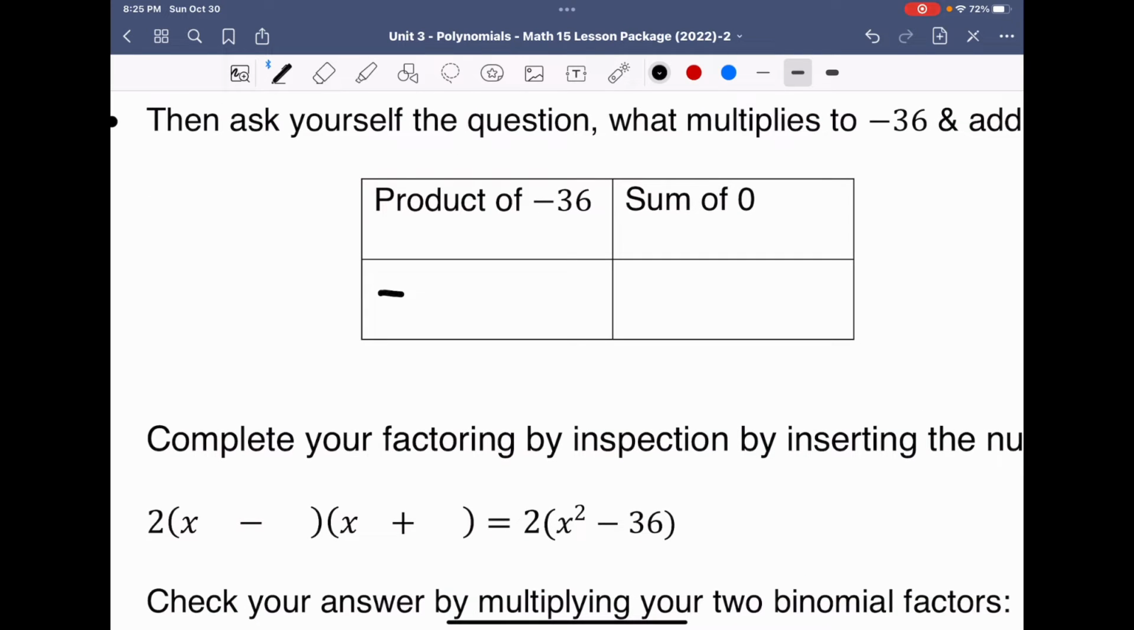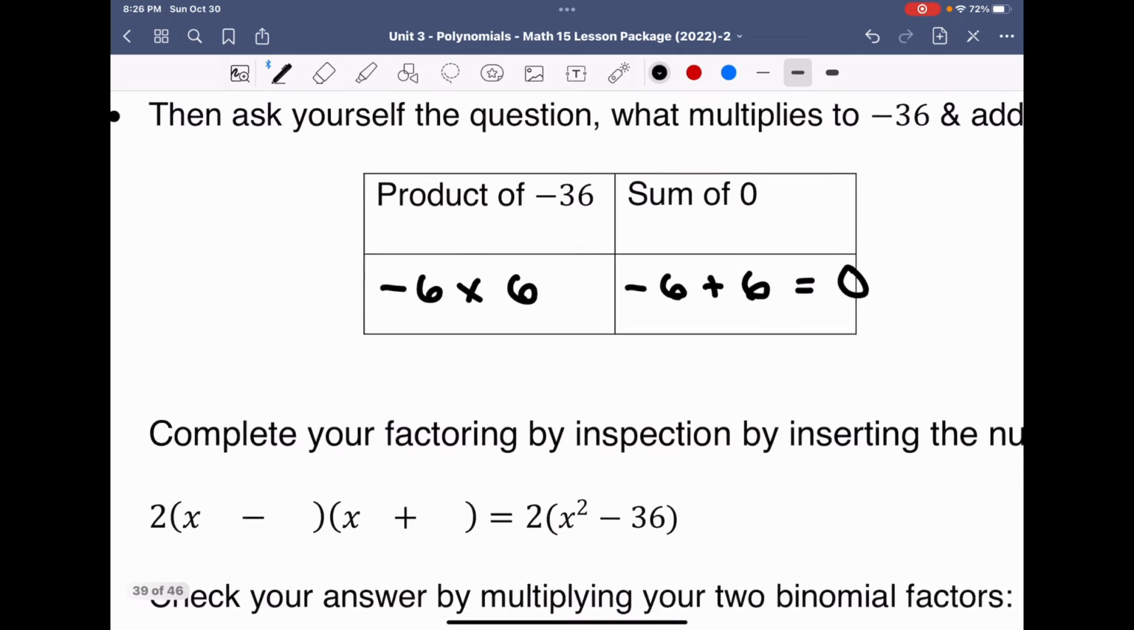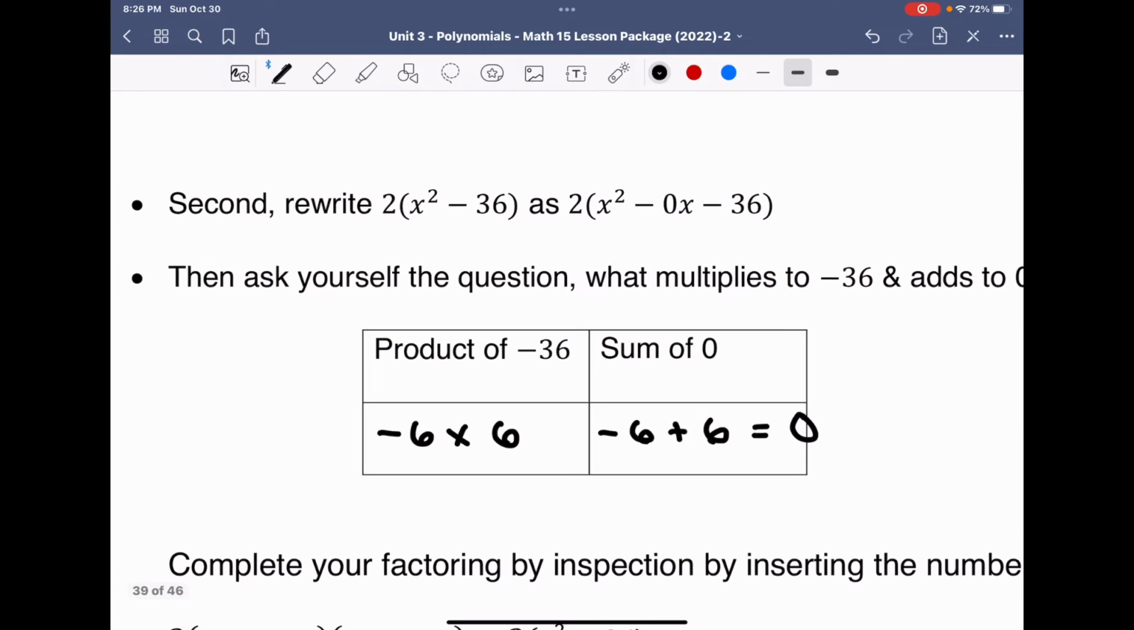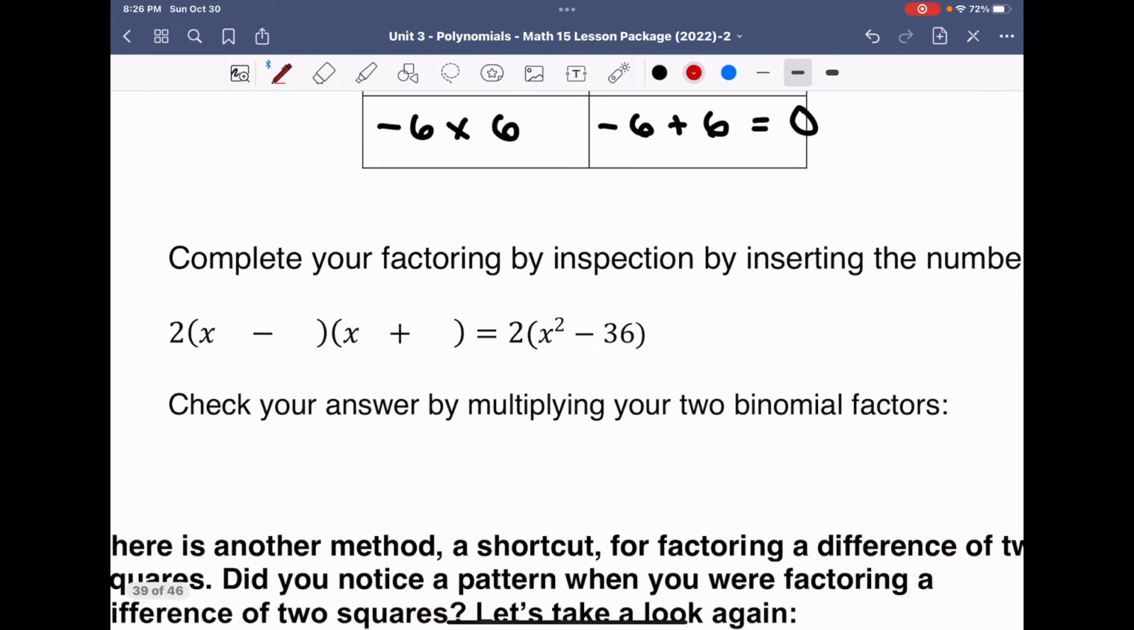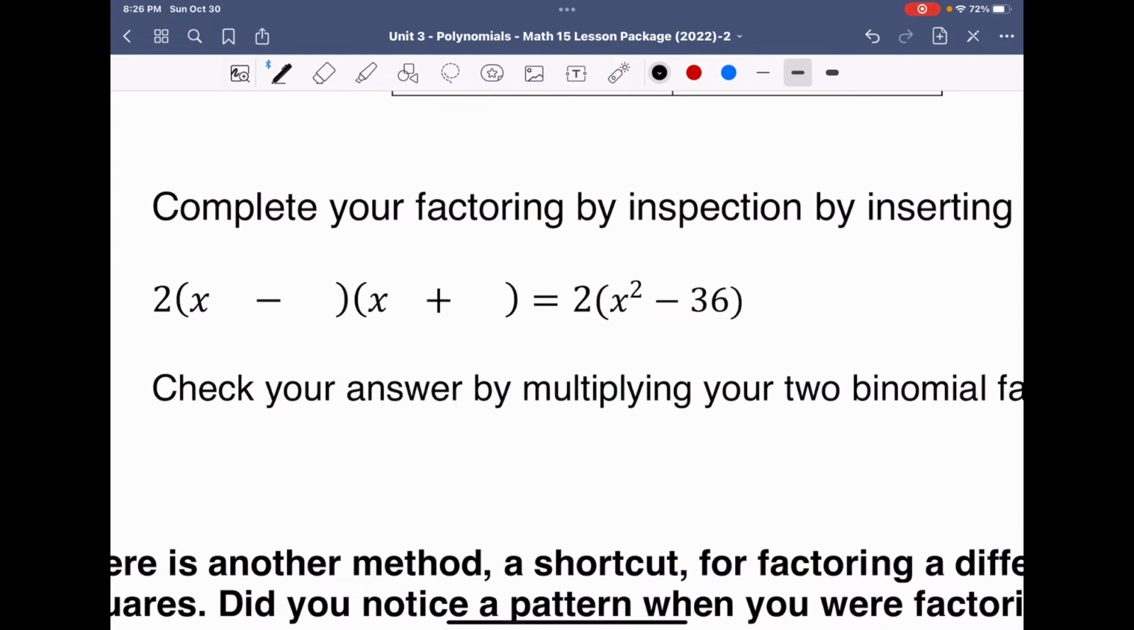Well, if I take negative 6 and I multiply it by a positive 6, that's definitely a negative 36. And if I take negative 6 and add it to a positive 6, this will give me 0. So by inspection, and just to furthermore state it, if we know that a equals 1 here, we can do factoring by inspection. So my two factors here are x minus 6, x plus 6.